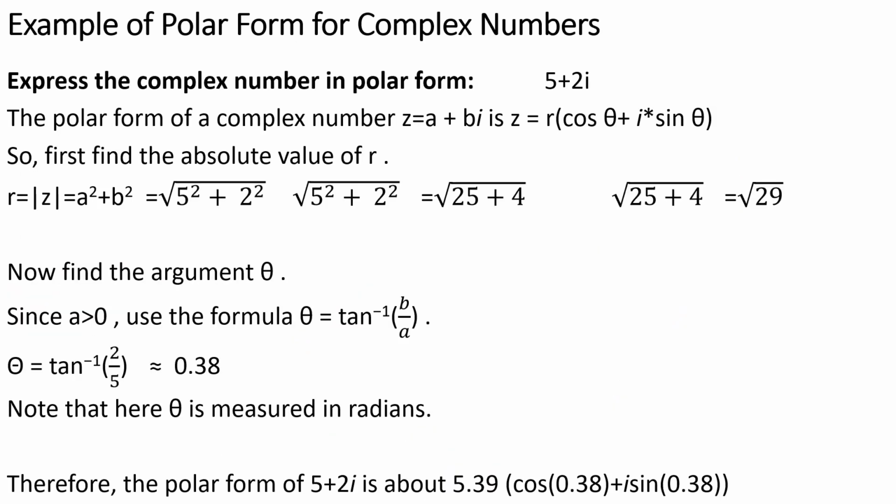Now, express the complex number in polar form. Well, here's 5 plus 2i. And remember, here's my cosine, here's my sine right here. It's my x and my y. We're just looking at it a different way. So this is basically going to be a plus bi, which is what the standard form is. So my z is going to be r times cosine theta plus i sine theta.